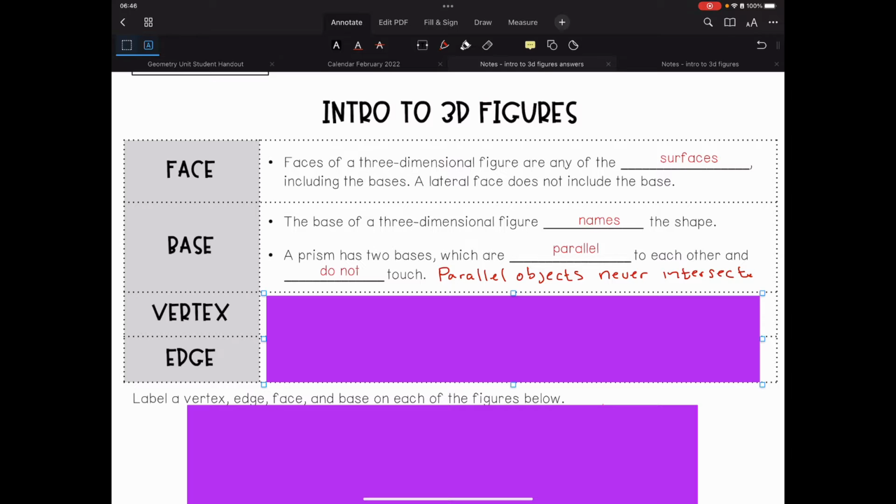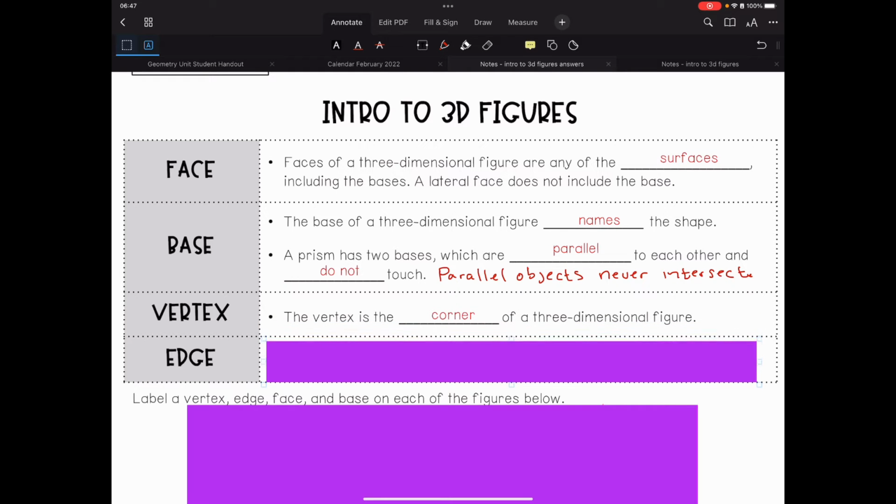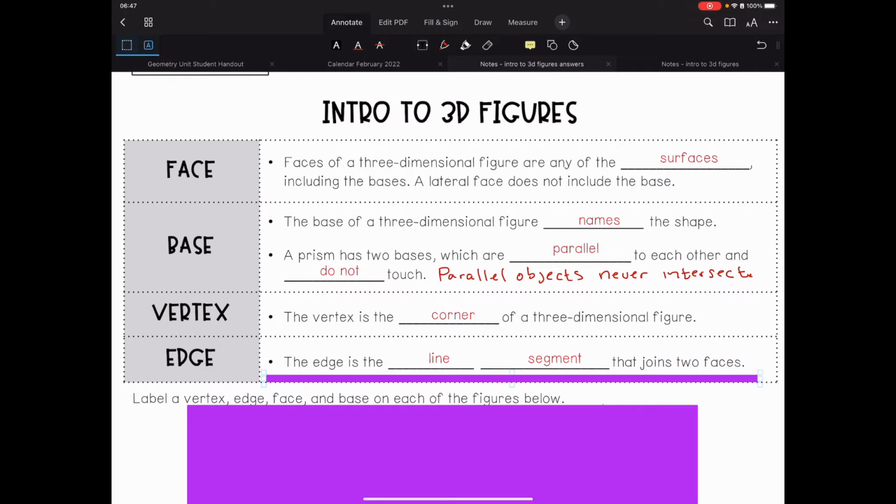Next is the vertex. A vertex is a corner of a three-dimensional shape. And finally we have an edge. The edge is the line segment that joins two faces.